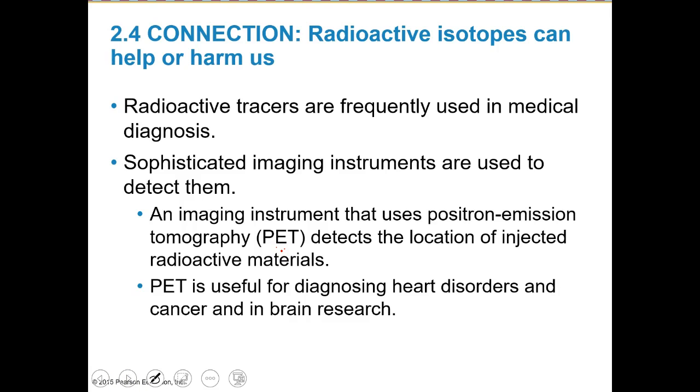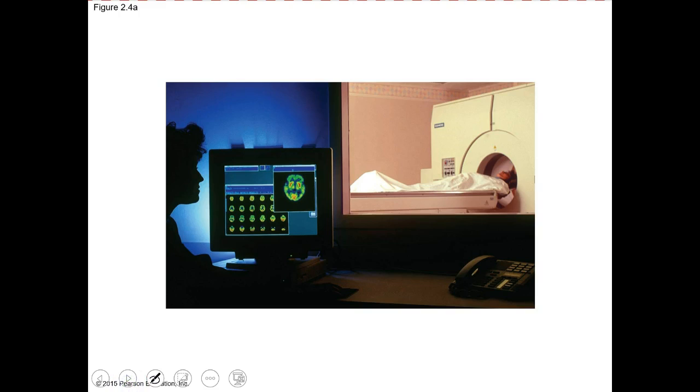So radioactive tracers are frequently used for medical diagnoses. Sophisticated imaging instruments are used to detect them. So we've got the positron emission tomography, and that's the PET scan. It can tell us where those injected radioactive materials are. The PET scan is useful for diagnosing heart disorders, cancer, and brain research. A lot of the PET scans are used in staging of cancers. So once they do a biopsy and discover that it is a cancer, then they can use a PET scan to determine where it's gone to.